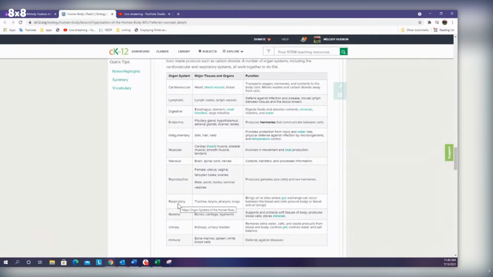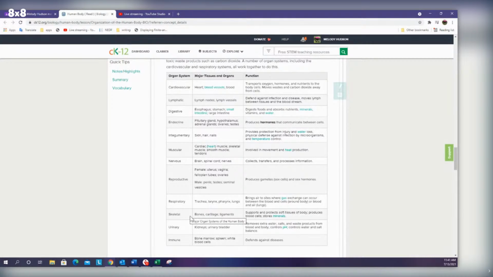Then in your respiratory system, we have the trachea, or our air pipe, our larynx, our pharynx, and our lungs. And one is our voice box, and then the actual throat and the lungs. And I'm sorry that I'm a little rusty on that, but I'm going to get that.